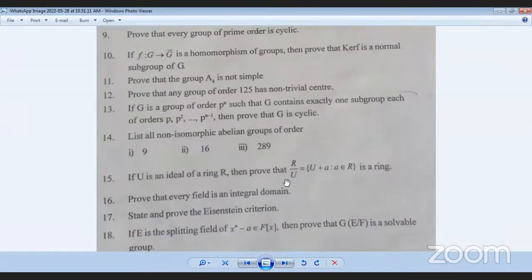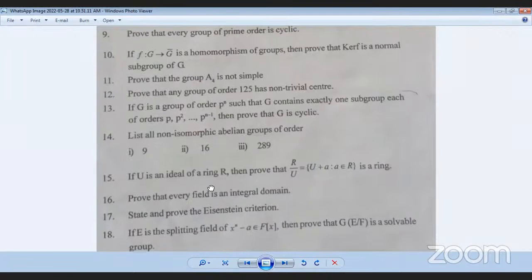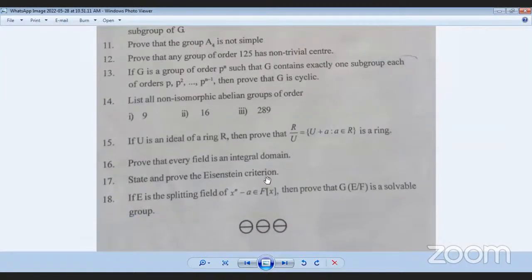U is an ideal of ring R, then R by U. Every field is an integral domain. Eisenstein criterion. So G by F is a solvable group.